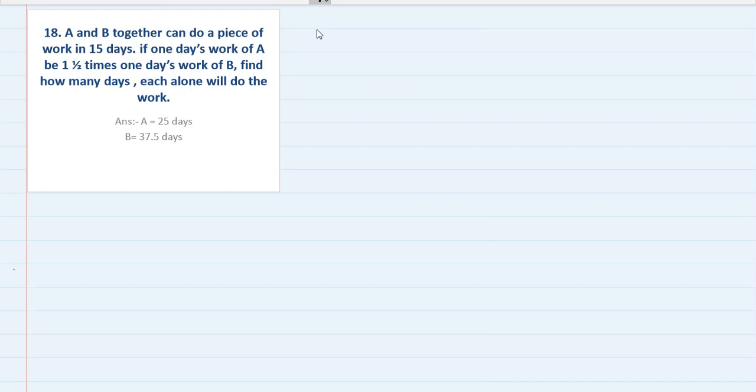A and B together can do a piece of work in 15 days. If 1 day's work of A is 1.5 times 1 day's work of B, find how many days each alone will do the work. Okay, cool. Let's find it out. The first statement they have given is A and B together can do a piece of work in 15 days. And the final statement is to find in how many days each alone will do the work. So your answer starts with this statement.